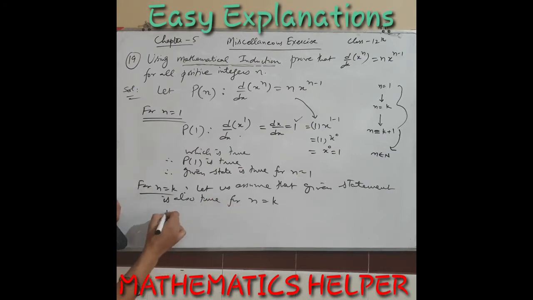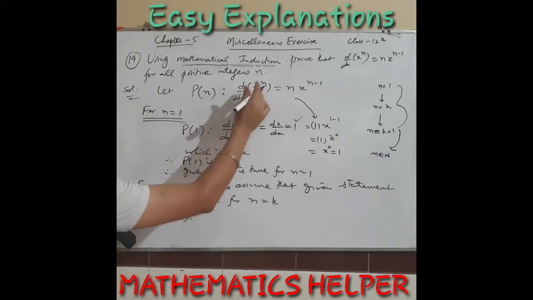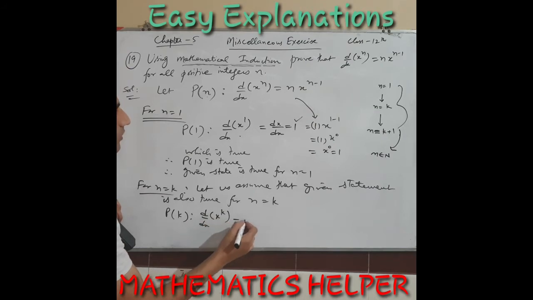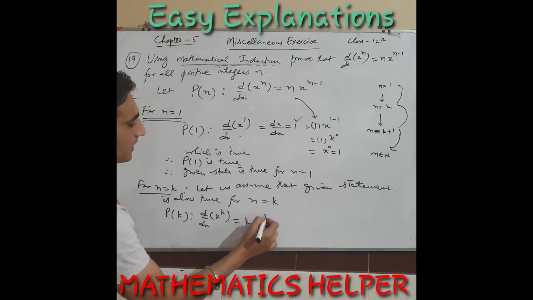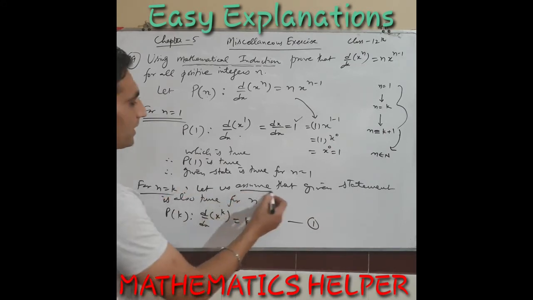So P(k) means we are replacing n by k throughout: d over dx of x raised to power k equals k into x raised to power k minus 1. Give it number 1. This was our assumption. We assumed it here.